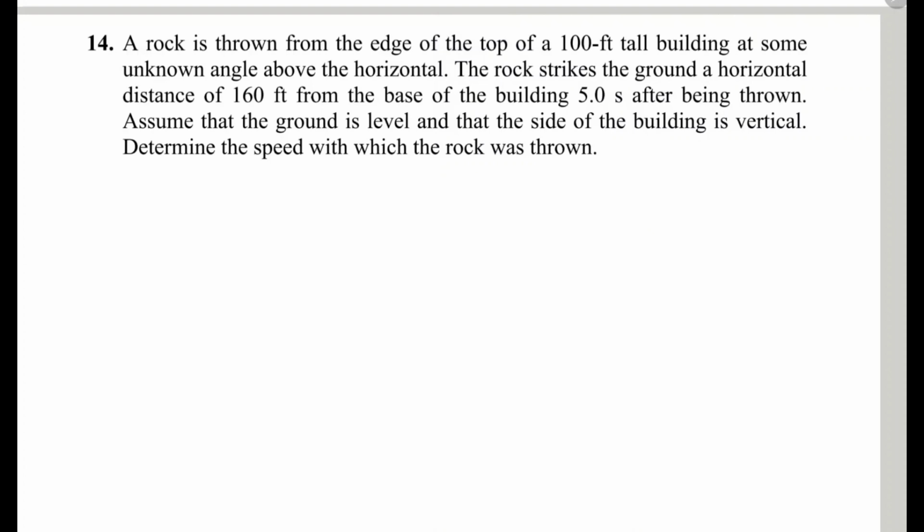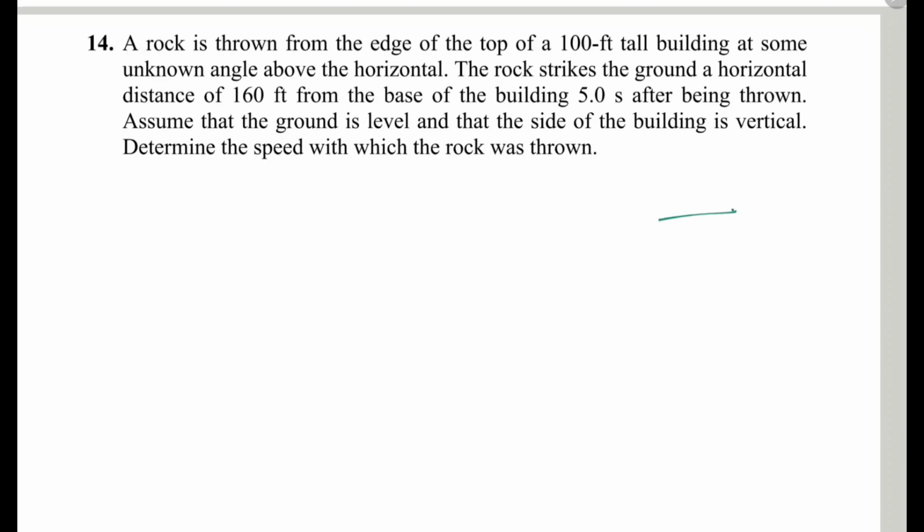A rock is thrown from the edge of the top of a 100-foot tall building at some unknown angle above the horizontal. The rock strikes the ground a horizontal distance 160 foot from the base of the building 5 seconds after being thrown. Assuming that the ground is level and that the side of the building is vertical, determine the speed with which the rock was thrown.